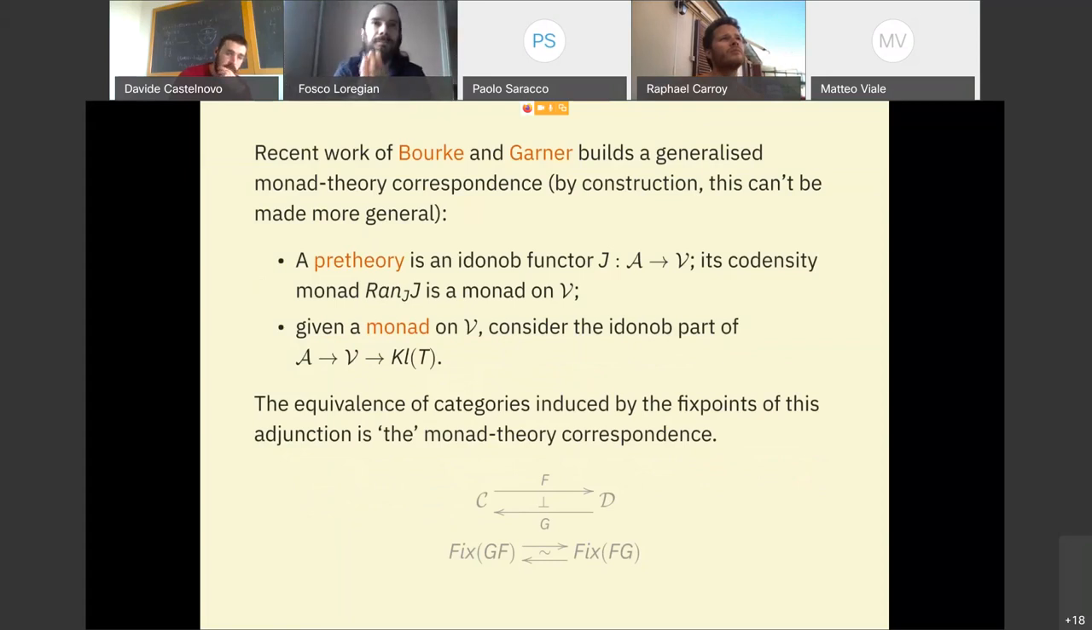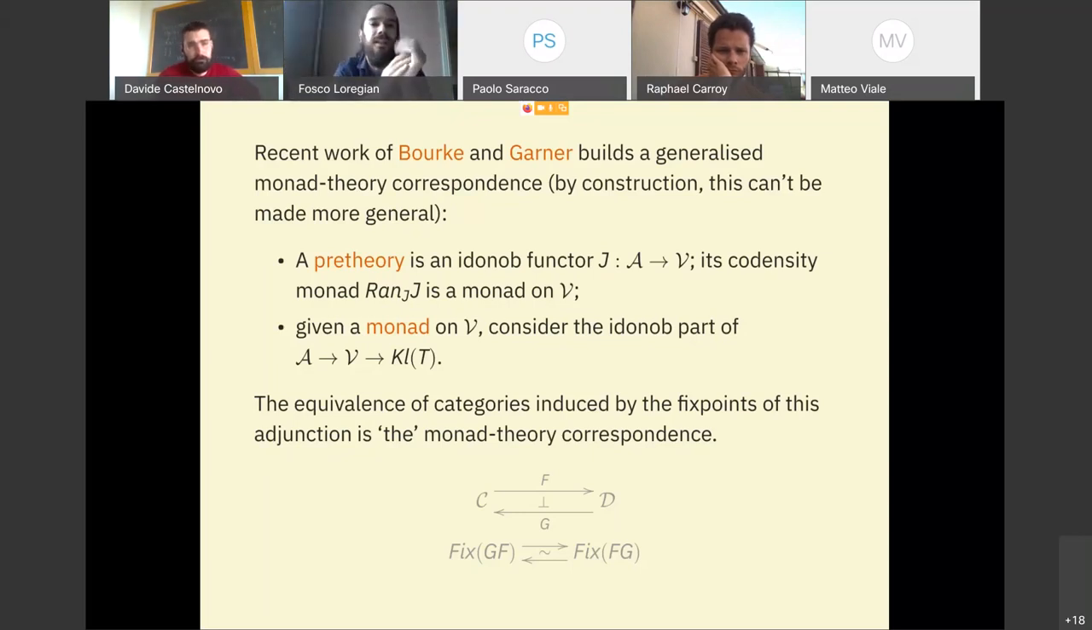A pre-theory is this already well-known identity-on-objects functor from a certain category that has no property whatsoever. Before, it was a finitely presentable object, now it's just anything. From here, I can define a monad on V with another kind of Kan extension.